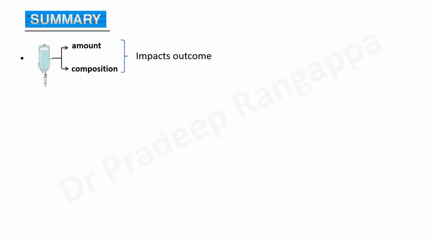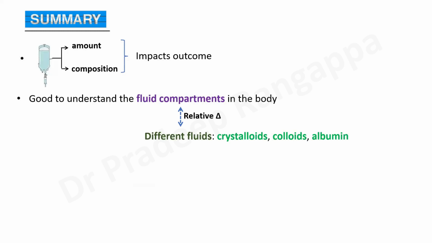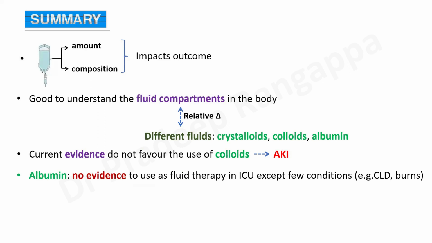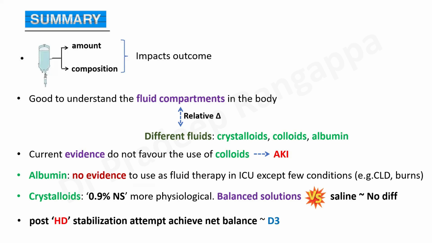So the summary is that the amount and composition of fluid impact outcome. It is good to understand the fluid compartments in the body, and the different fluids that can be used. Current evidence does not favor the use of colloids, because colloids are known to cause acute kidney injury. Albumin has no evidence for use as fluid therapy except in a few conditions. Among crystalloids, 0.9% saline is more physiological, and you can continue to use normal saline. Balanced solution versus saline, there is no difference. And post hemodynamic stabilization, one needs to achieve a net negative or net neutral balance by day 3.